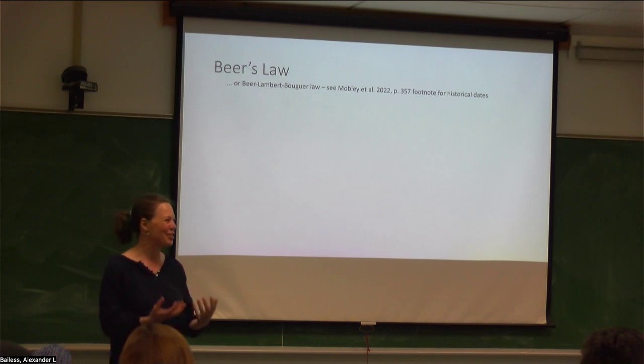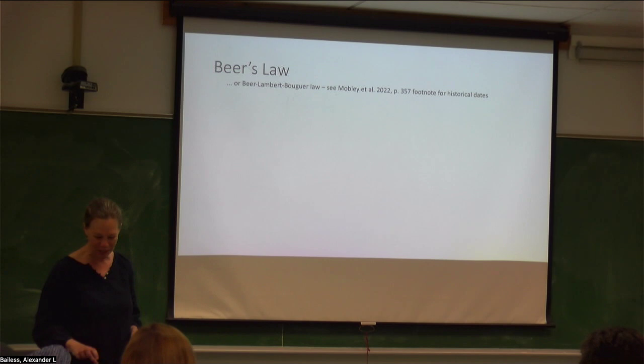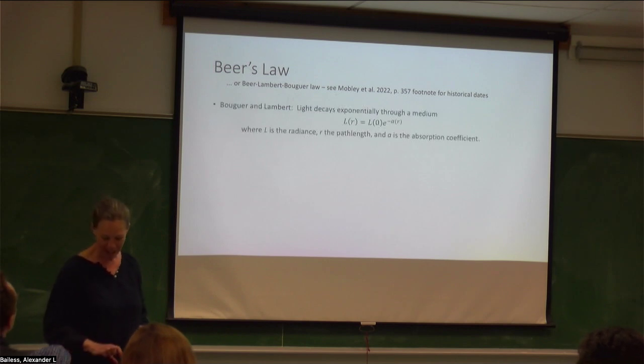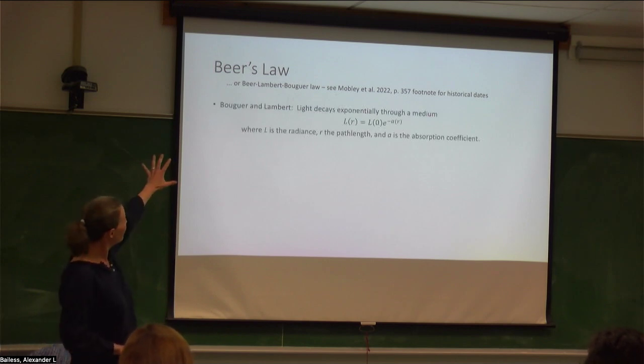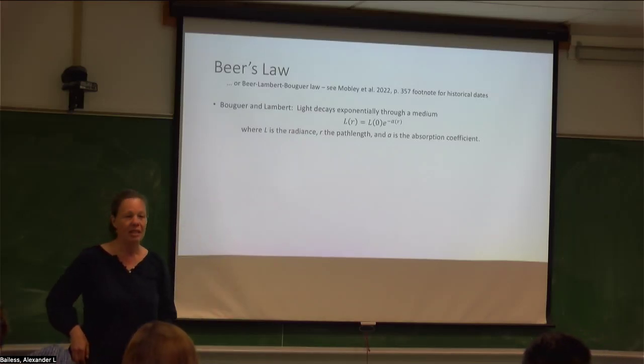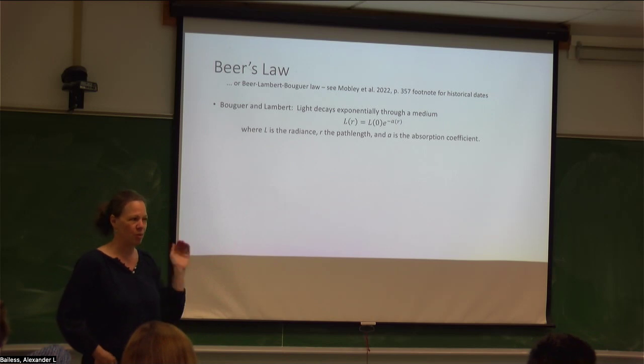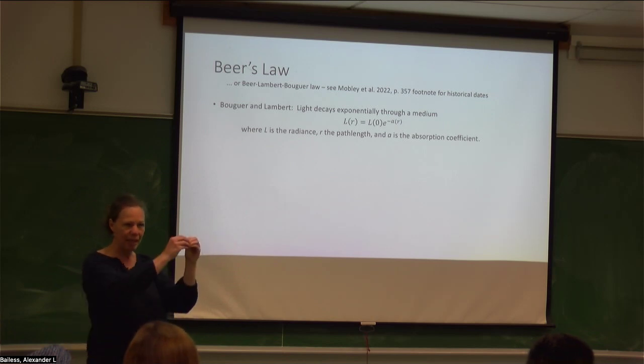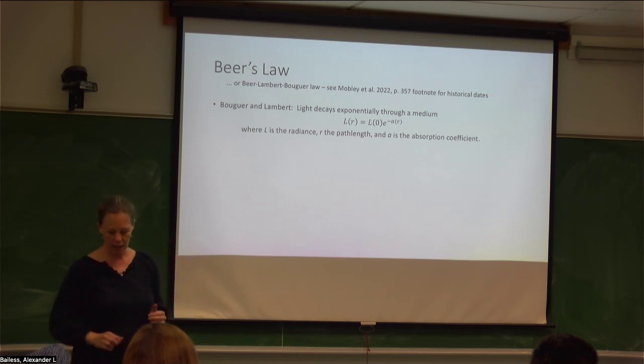If you would like to get into the history of who did what, this is sometimes called the Beer-Lambert-Bourgeois law. Bourgeois and Lambert first described that light decays exponentially through a medium, right? So as light goes into a fluid medium, and if its properties are all the same, it's going to decay with some exponential decay coefficient.